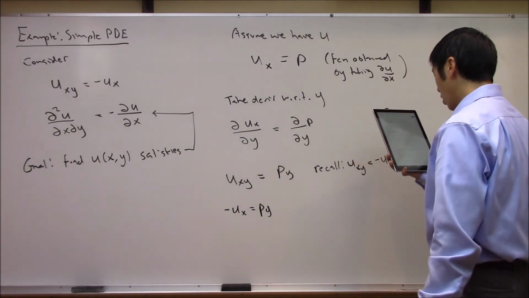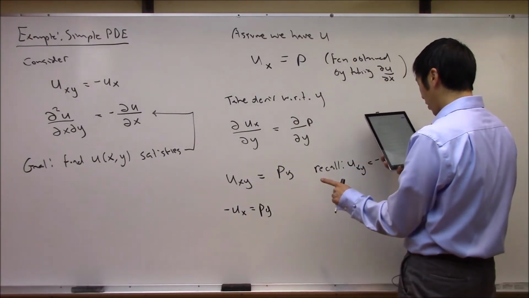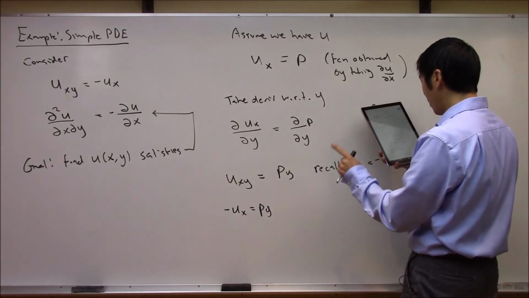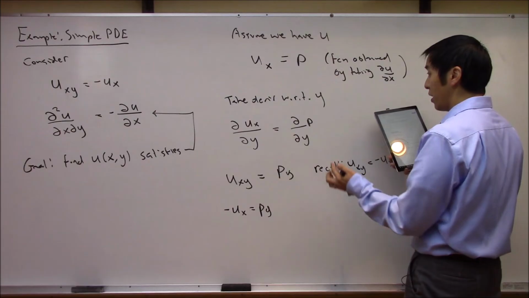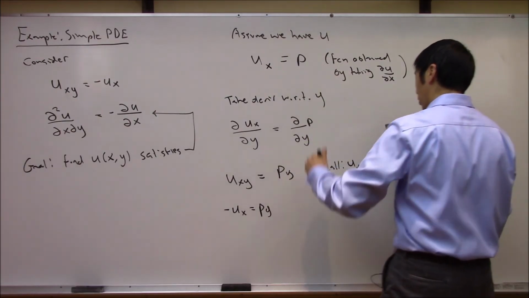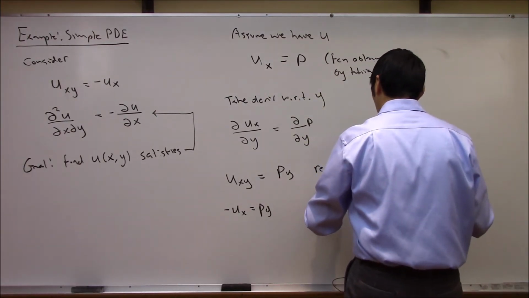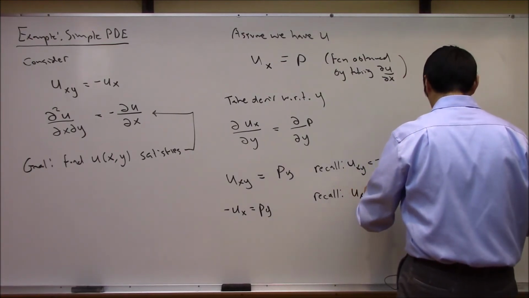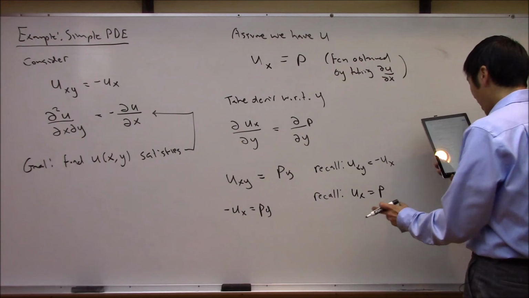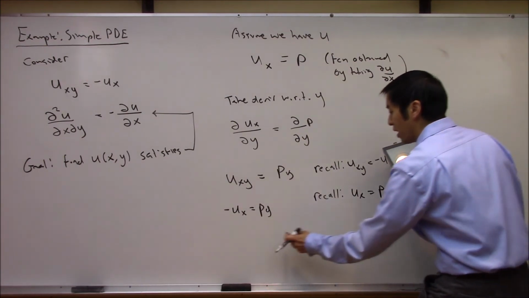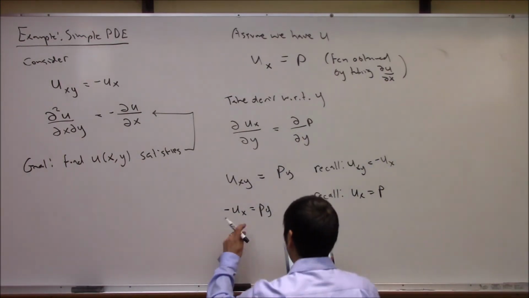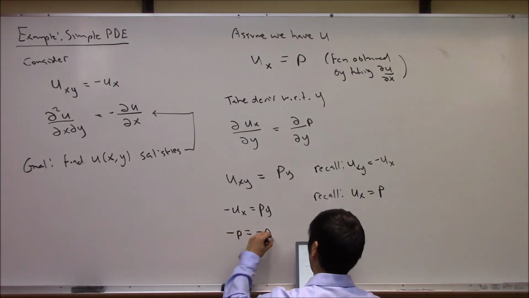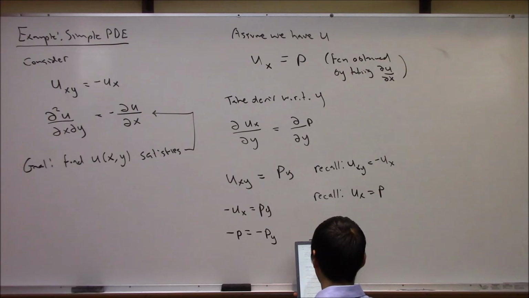If you recall earlier, what we said is that u_x is equal to p. So again, let's make a little note here and recall from previous discussion that we said u_x is equal to p. Let's substitute this in on the left-hand side. So I could write here, minus p is equal to negative p sub y.